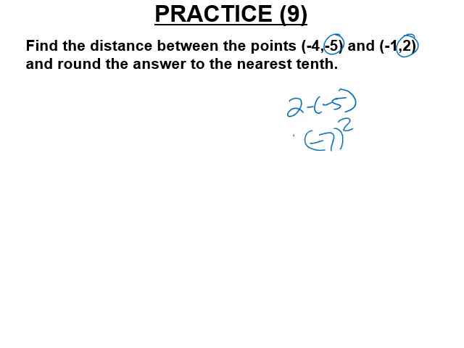Either way, you're going to get negative 7 squared. You're going to get 49, right? Because negative 7 squared, positive 7 squared, 49. So why don't we just get a positive? Make our life easy. 2 minus negative 5 is 2 plus 5, 7. So 7 squared is 49.